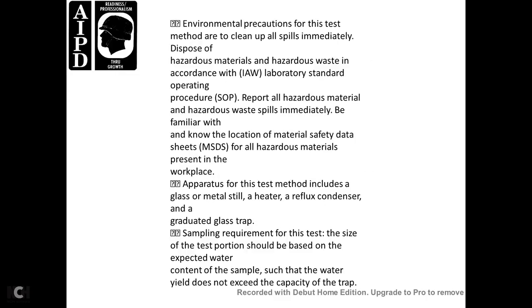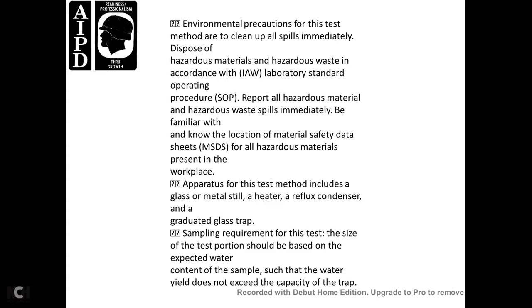Environmental precaution for this test method is to clean up all spills immediately and dispose of hazardous waste in accordance with the laboratory standard operating procedure. Report all hazardous material, waste, and spills, and be familiar with the known location of the material safety data sheets for all hazardous materials present in the workplace. Apparatus for the test method includes the glass, metal, and heater, reflux condenser, and a graduated glass trap.